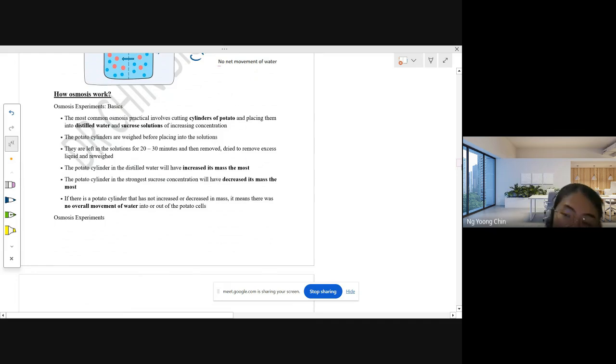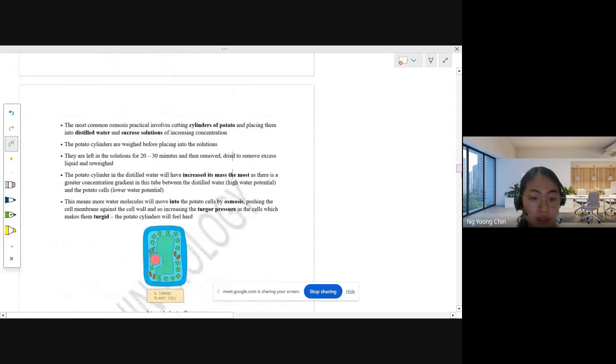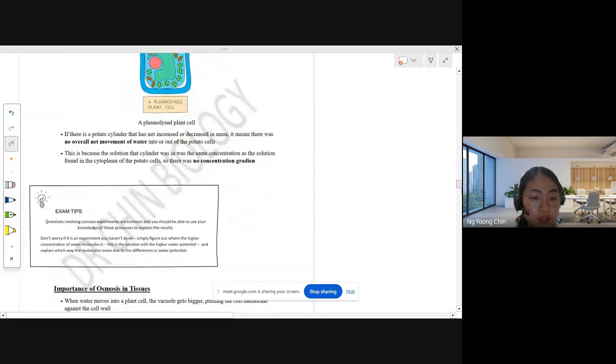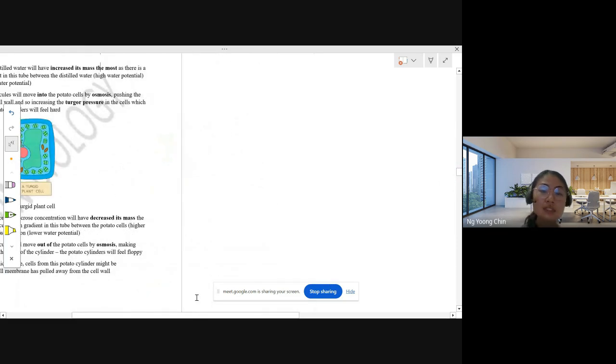Osmosis, I'm not sure, but I think your school teacher will help you to conduct an experiment related to osmosis, in which they will use a potato strip as the experiment sample. So maybe I can show you this potato strip. It's something like this. For example, this is a potato strip.